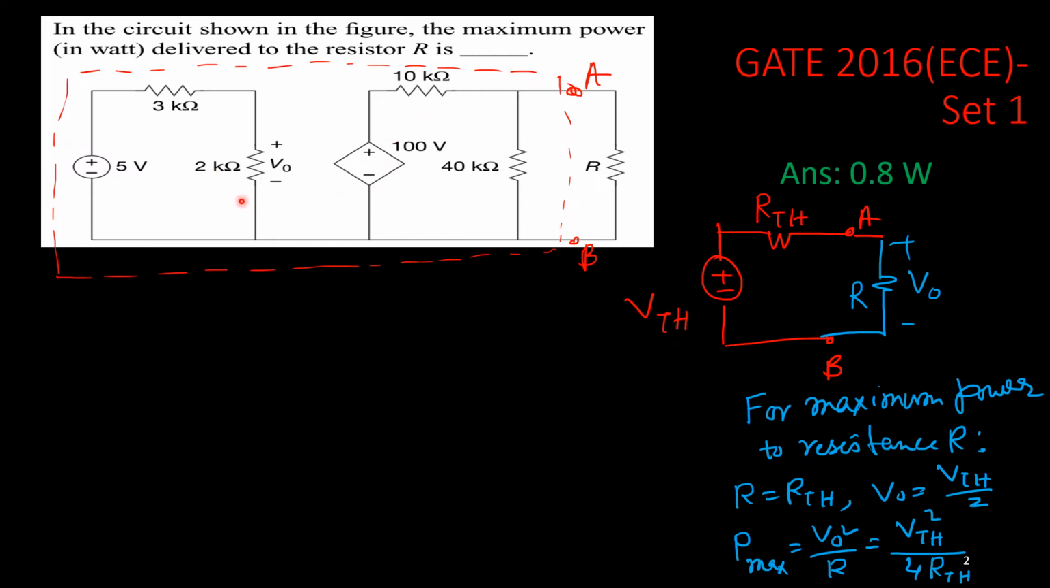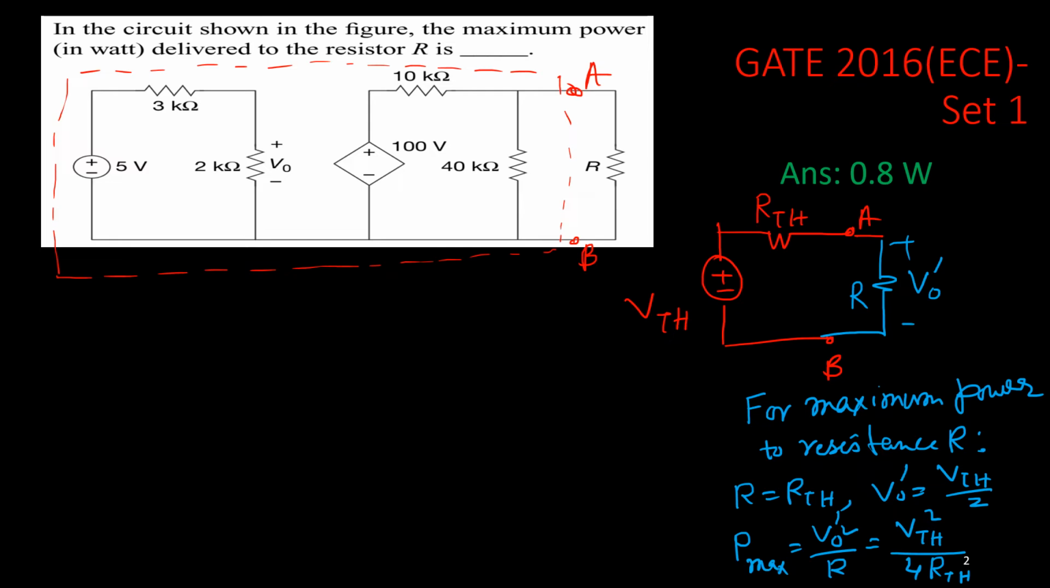Because these two sub-networks are detached, they are not interconnected. Don't be confused about this V0 and that V0. This is the V0 prime, which is a different thing. So here we are considering V0 prime, the voltage across resistance R. And here it is given V naught, across the 2 kilo ohm resistance.